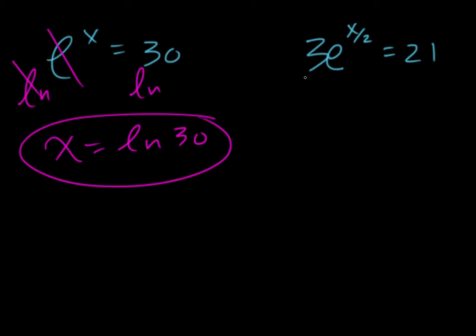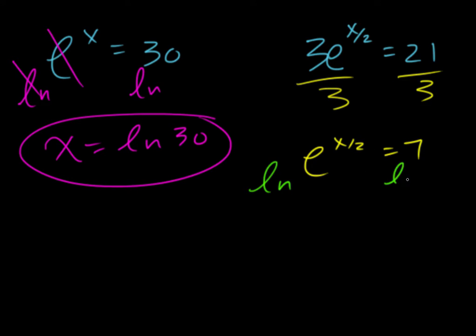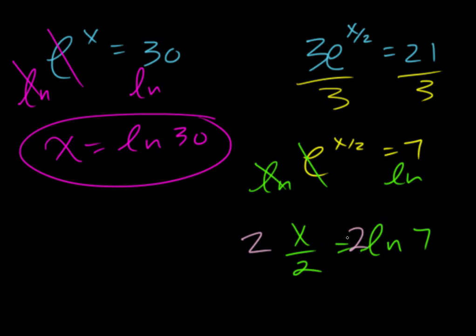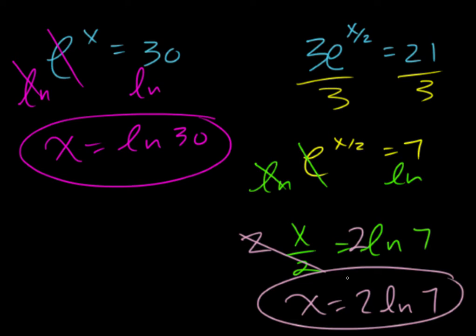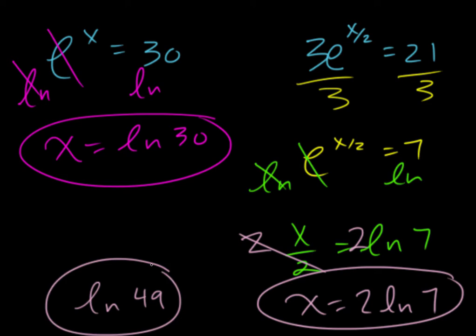Over here, we need to divide by 3 first. Then, since everything that's left is inside of e, we use natural log to get rid of the e. Oops, that didn't go right. Okay, and then multiply both sides by 2. And that answer is good. You could take the 2 up here and make 7 squared and also write it as natural log of 49 if you want to.